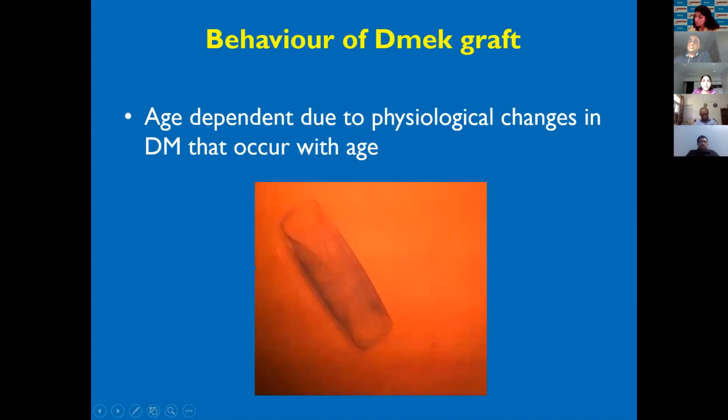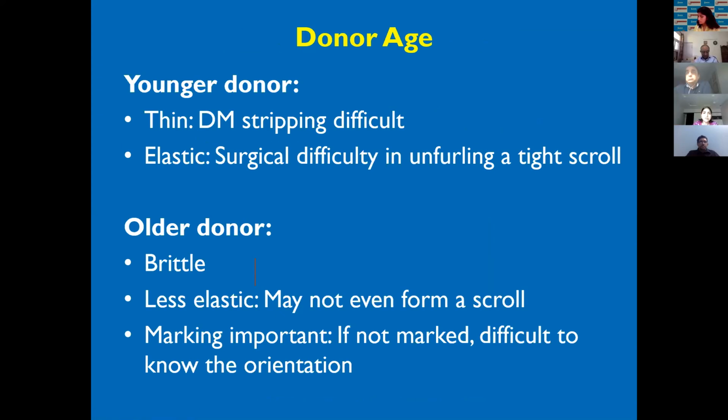Now, when we look at the DMEK role, the behavior of the graft is somewhat dependent upon the age of the donor, because we all know that the Descemet membrane physiological properties change with age. Now, if you look at the tissue characteristics, the younger donors are thin, and hence the DM stripping can be somewhat difficult. The younger donors also are elastic, so there may be a surgical difficulty in unfurling a very tight scroll.